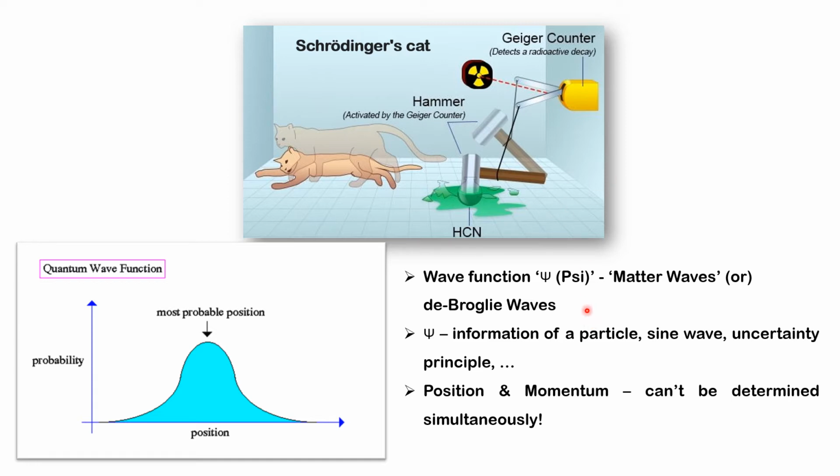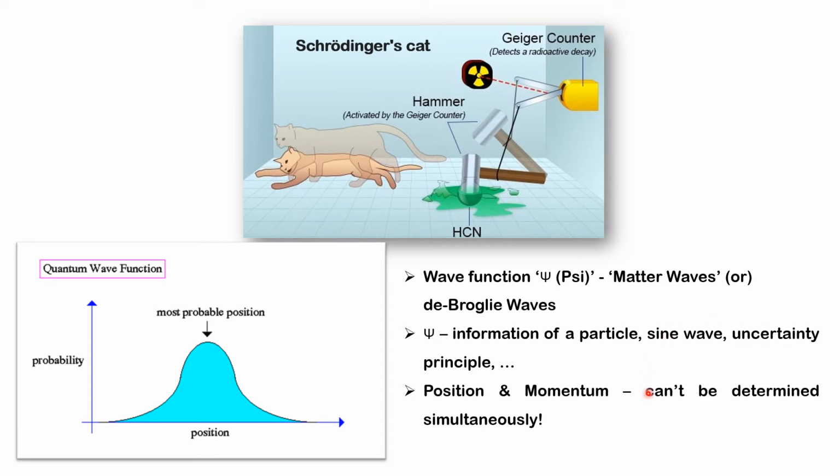A wave function psi represents matter waves or de Broglie waves. What are these waves actually? So when an electron or a photon, which exhibits wave-particle duality, travels in the form of waves, those waves are what we call matter waves or de Broglie waves. So this wave function psi gives you information about the particle, which exists in the form of sine waves in wave motion, and it's based on Heisenberg's uncertainty principle.